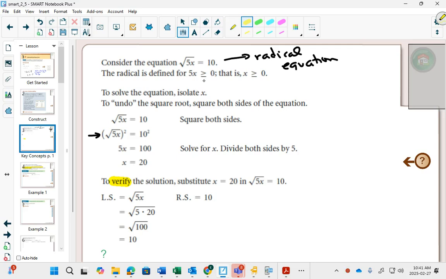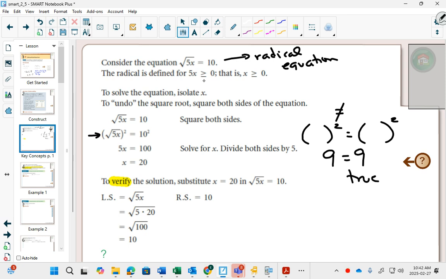I'll show you why. Okay? Would you agree that 9 is equal to 9? Okay? I'm going to start with something that's not true. Put a line through it. I'm going to start with something that's not true. I'm going to square both sides, and I'm going to get something that is true.